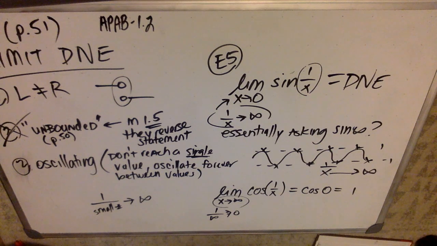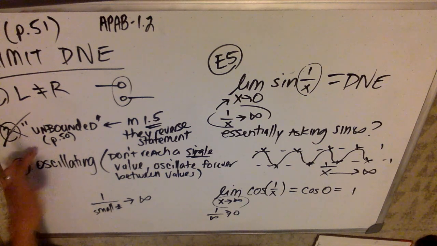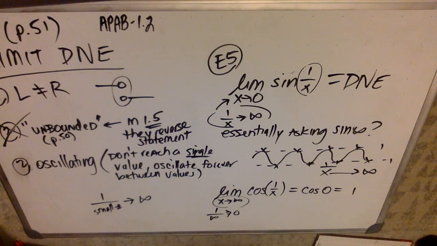The second one they're going to mention is the one that I told you they're going to reverse in a couple sections, like 3 sections later, which is that the graph goes up or down forever as you approach some x equals c, right? Meaning it's unbounded, it does not hit a boundary. They're going to reverse that in a couple sections and tell you that it's fine.